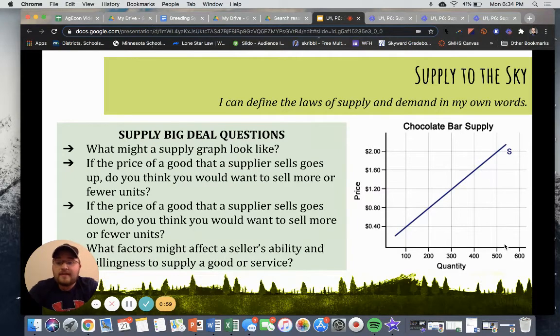So what factors might limit sellers' ability and willingness to supply a good or service? Well, this kind of goes back to our lesson on production possibilities frontier, right? The amount of employees that we have. If we have to lay off a bunch of employees, we're going to be less willing to supply and less able to supply more items because we have fewer people working. Same thing with limited technologies, right?